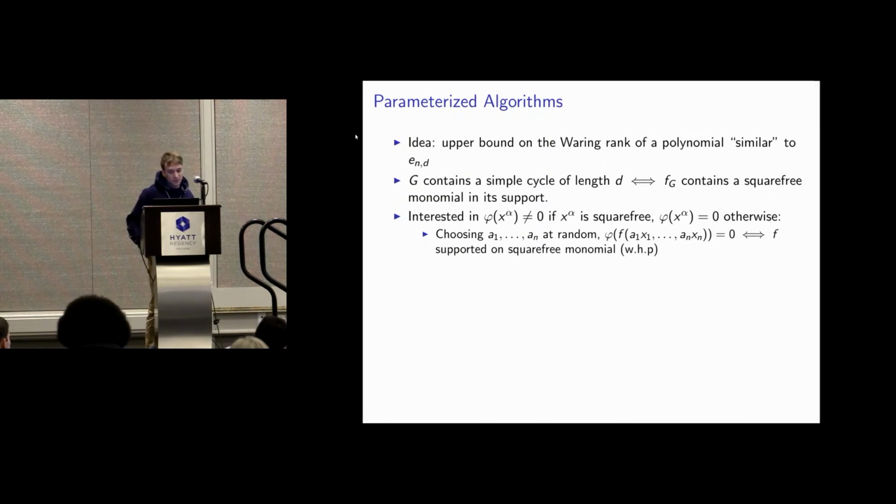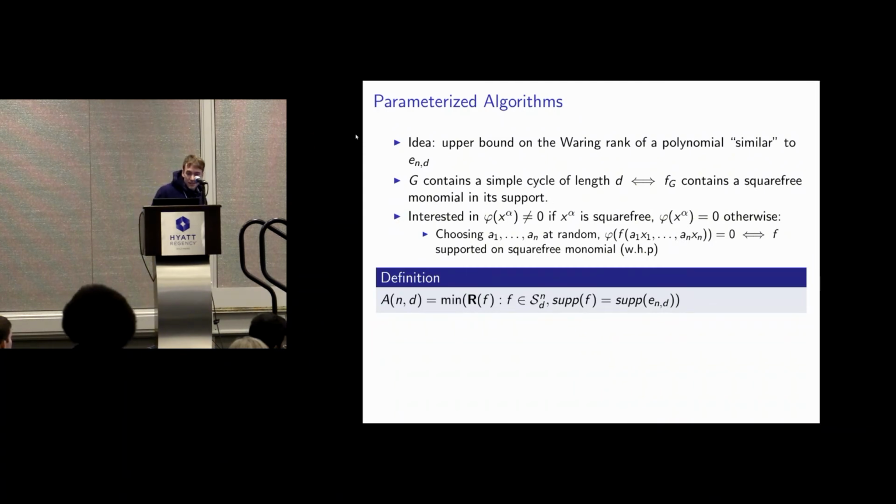If you had such a linear functional, then by randomly scaling the input to f and evaluating phi at this new polynomial, you can test if f is supported on a square-free monomial, which is a very useful problem to be able to solve.